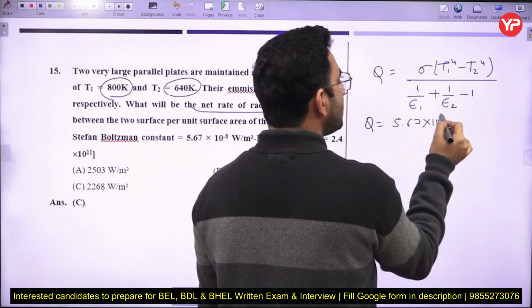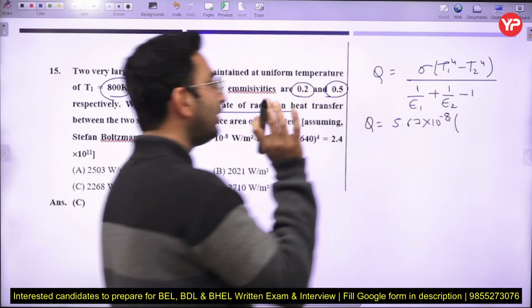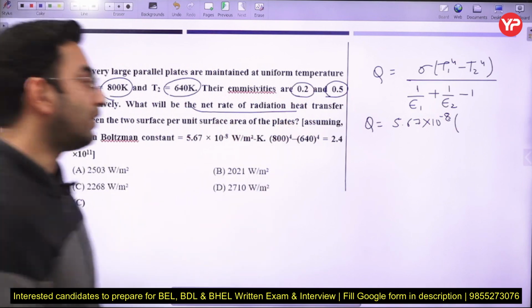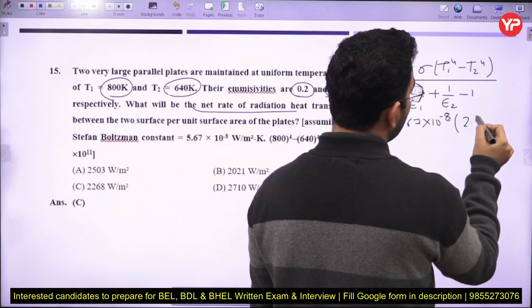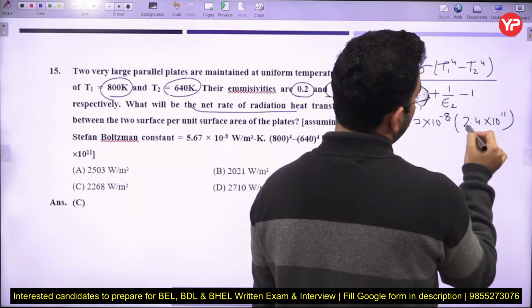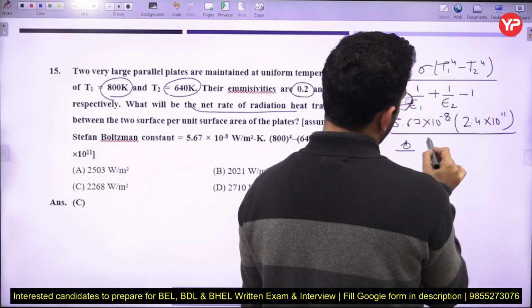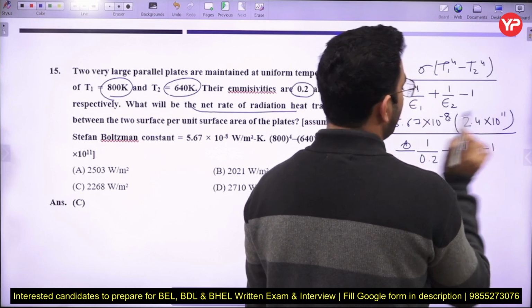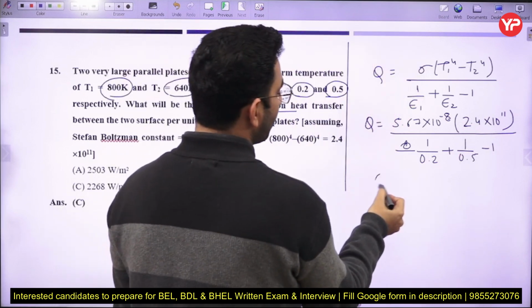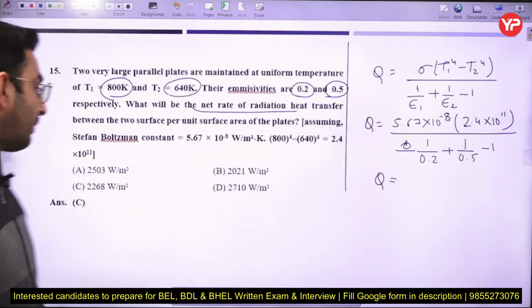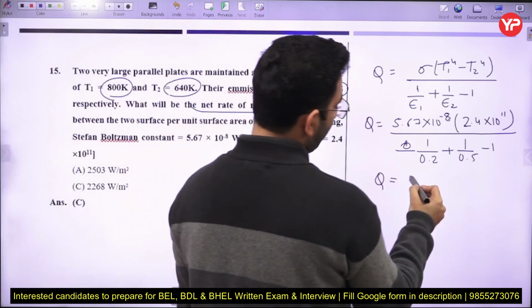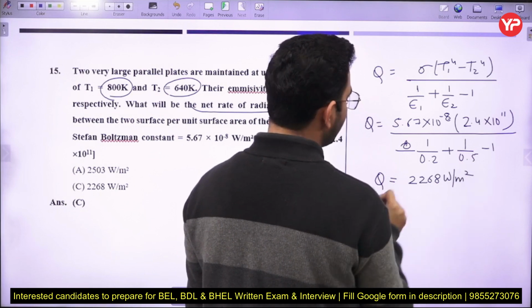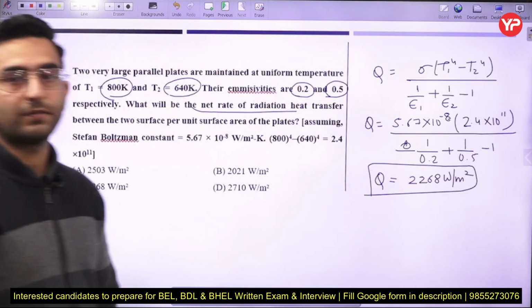So just put all the values here. In the question itself, the value of 800 to the power 4 minus 640 to the power 4 is given to you. That is 2.4 multiplied by 10 to the power 11, divided by (1 divided by 0.2, plus 1 divided by 0.5, minus 1) here. Okay, so if you solve this, you will get a final answer for the rate of heat transfer between the two parallel plates as 2268 watt per meter square. So this will be the answer of the rate of heat transfer.